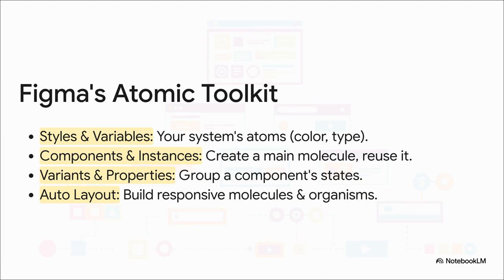Your styles and variables, those are your atoms. They create that single source of truth for all your colors, your fonts, your spacing. You will never have to guess a hex code again. Your components, those are your molecules. You build it once and then you can reuse it everywhere as an instance. Variants are amazing. They let you define all the different states of a component, like hover or disabled, all in one neat little package. No more making a dozen different buttons. And finally, auto layout. That's the magic engine that lets you build your molecules and organisms to be responsive so they stretch and adapt just like they would in real code.